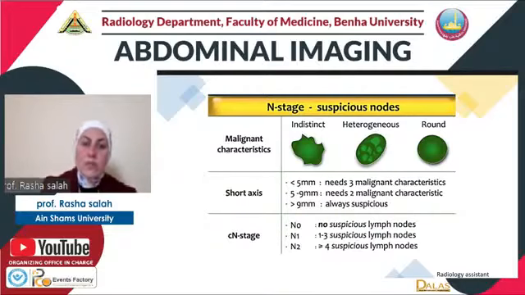Then we count the number of the lymph nodes, either at the perirectum or the surrounding extramesorectal lymph nodes. If we don't find any suspicious lymph node, then the stage is N0. If we have 1 to 3 lymph nodes, then it is N1 stage, and if we have more than 4 lymph nodes, then we are staging this nodal disease as N2.